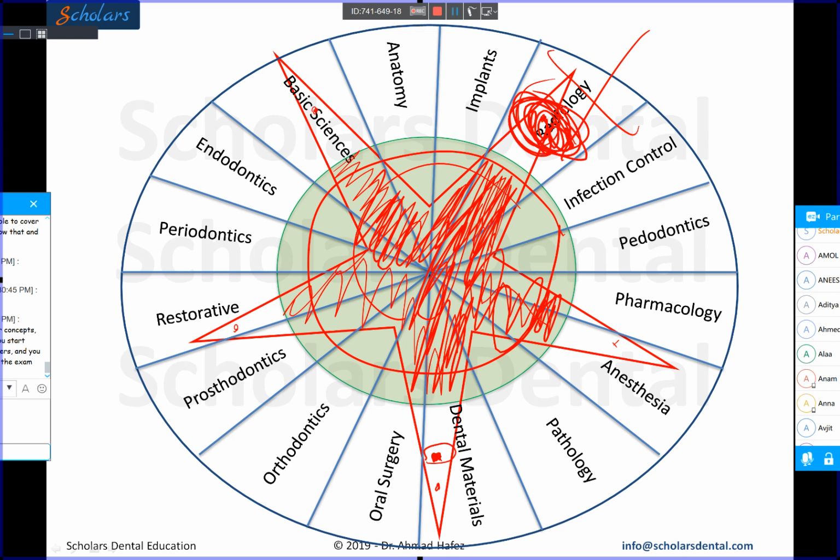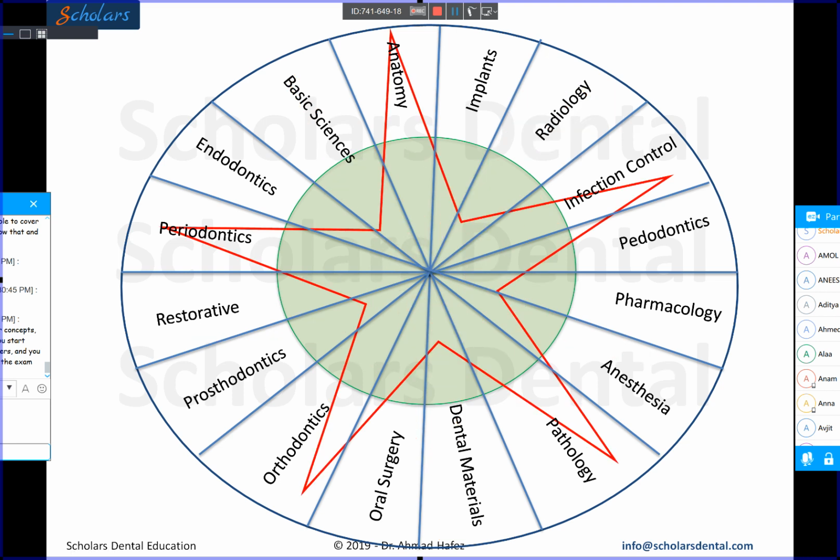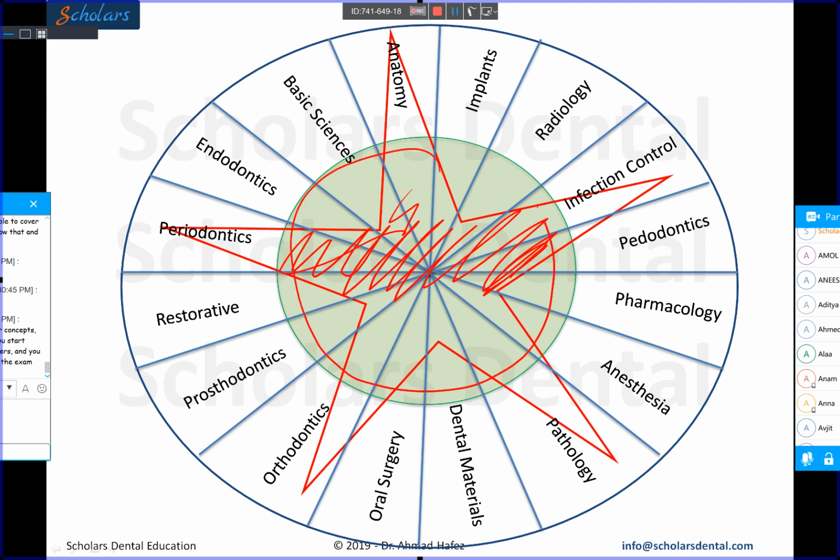Why? Because the details in the next exam may be like this. Look, I may flip the star. If I flip the star, is the green area changing? No, most of the questions are still from that green area. You see? So if you study the green area and master it, you will pass. But the details now are from pathology, from infection control, maybe from anatomy, maybe something from perio, maybe something from ortho. The details change. These are the hard questions. Who cares about them? Don't worry about them. Focus on the green area. That's what will help you pass.